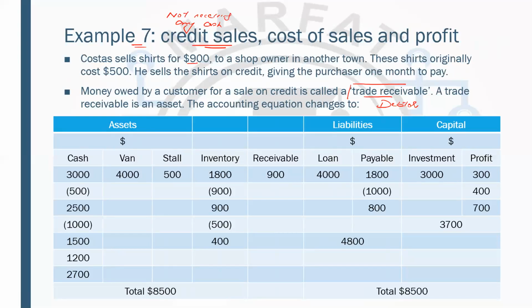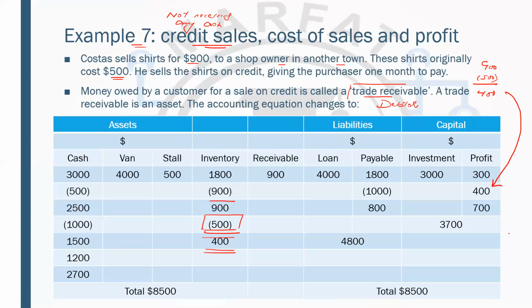Costas sells shirts for 900 to a shop owner in another town. These shirts originally cost 500. So the cost of sale was 500. We had inventory of 900, now we sold inventory of 500, and we are left with 400. This 500 has been sold for how much? For 900. The cost of those shirts was 500, so we have made a profit. Now this profit will be added to the capital.